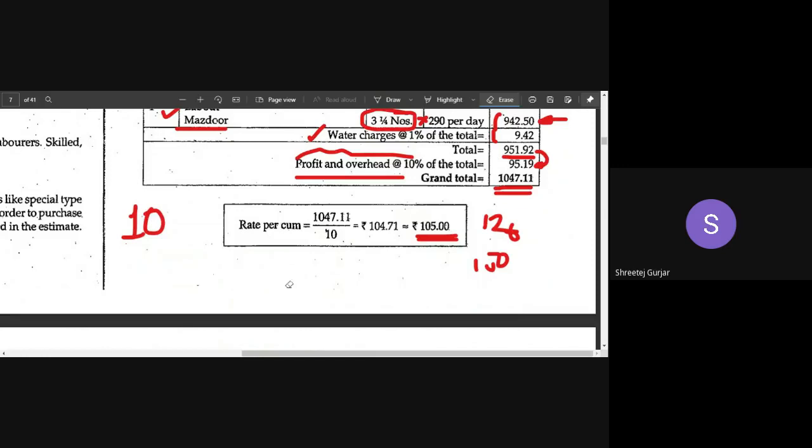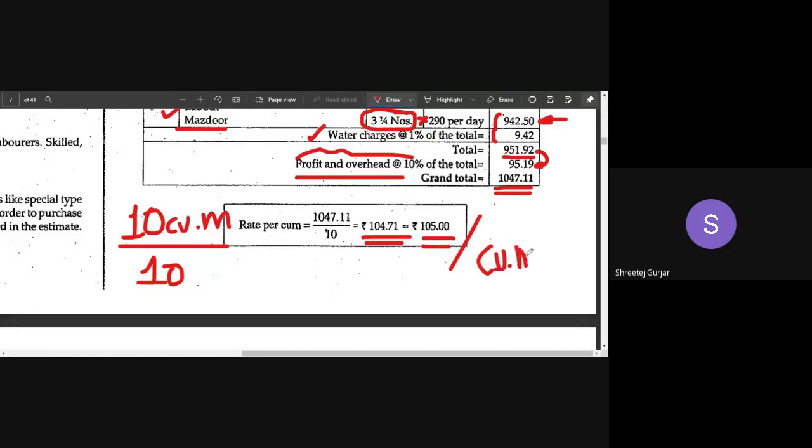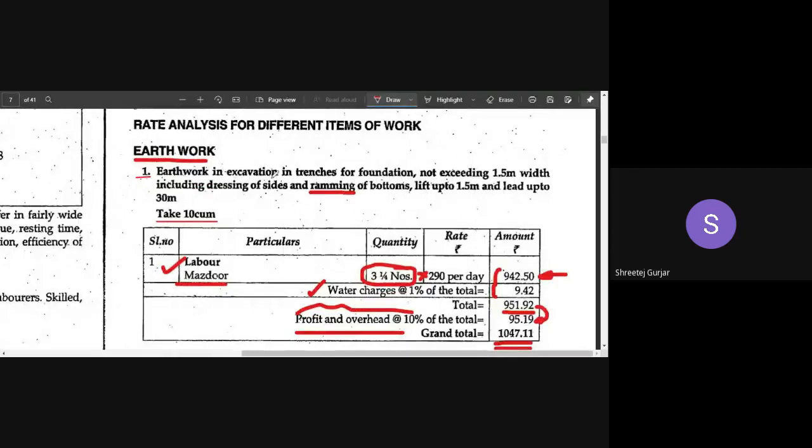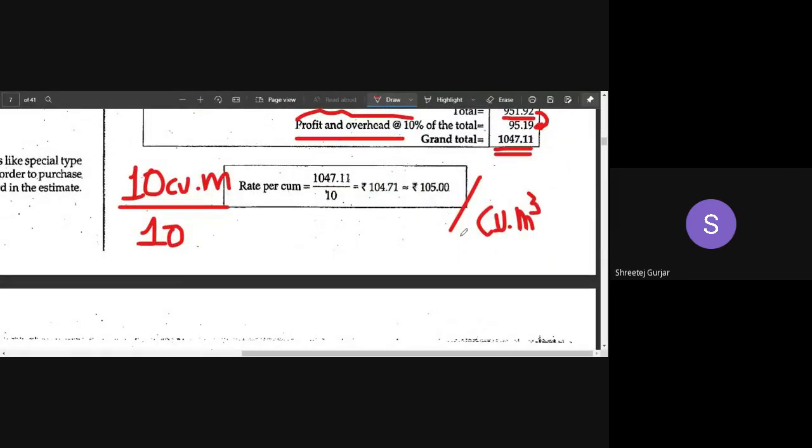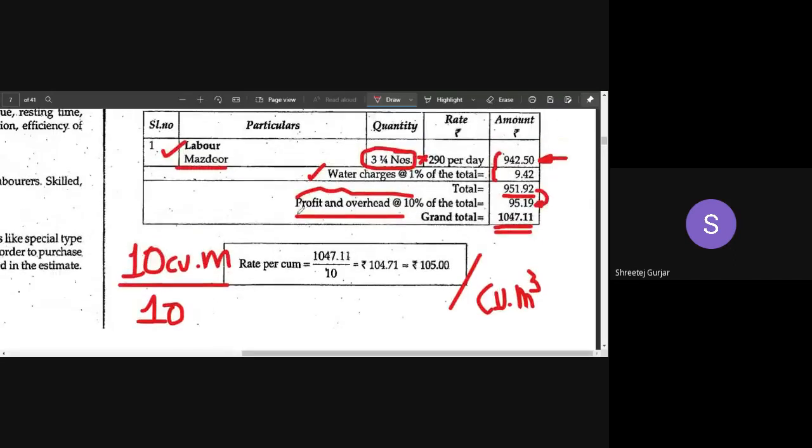Now this grand total is for 10 cubic meters of work. So what will be for per cubic meter? You have to divide by 10, and you will arrive at the per cubic meter rate, which is 104. So assume it as 105. 105 rupees is the rate per cubic meter for trench or earthwork in excavation. So when they ask you what is the rate for excavation in this particular type of soil, you have to tell 105 rupees per cubic meter. This is how you have to do your rate analysis, rate per cubic meter. So is this clear?